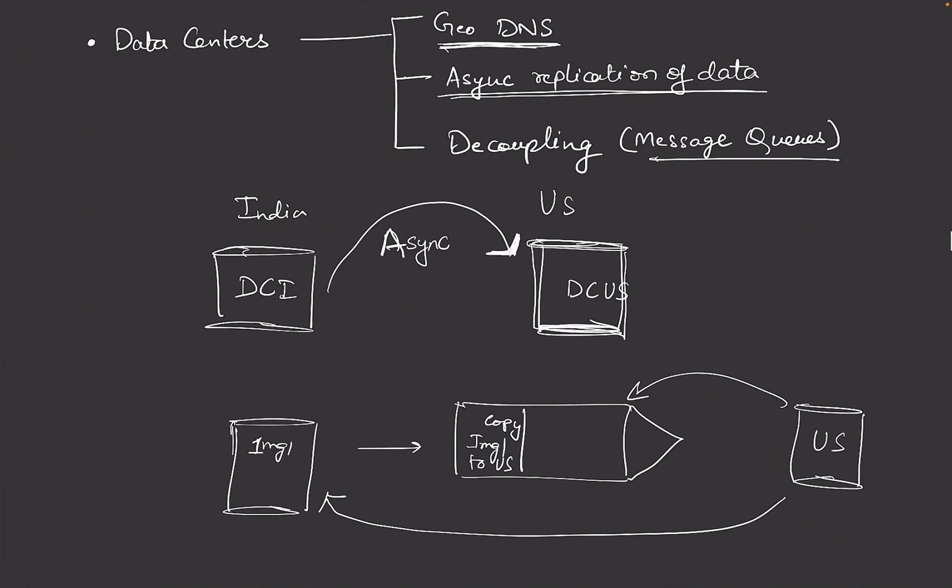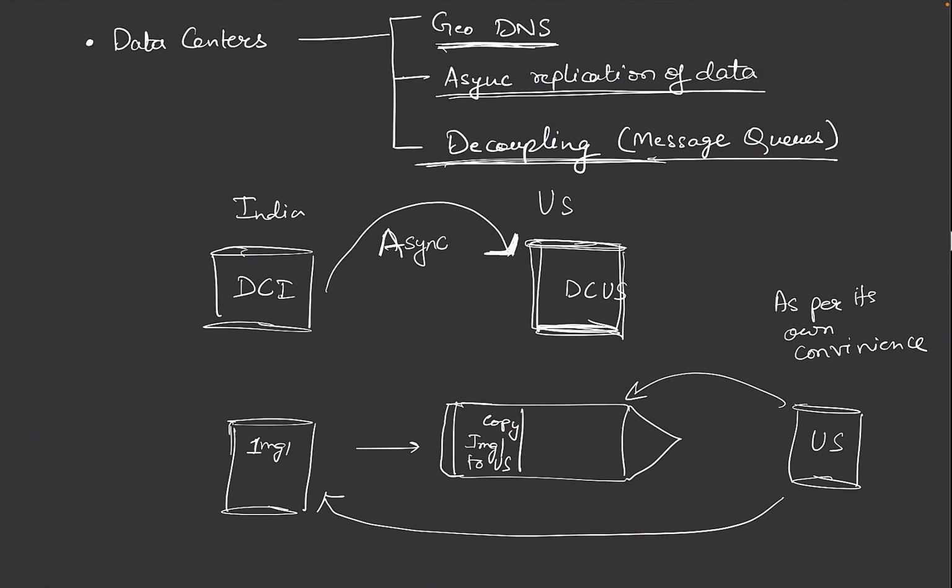And since the messages are lying in the queue, the US server does not have to do it immediately. It can do it as per its own convenience. It's like when your mom tells you to do something and you say, okay, I'll do it whenever I'm free. Just write whatever you want me to do on the whiteboard, and then you go to the whiteboard, look at all the things that need to be done, and do them as per your own convenience, and that's called decoupling. So basically things happen asynchronously, and that's why we use a queue data structure.